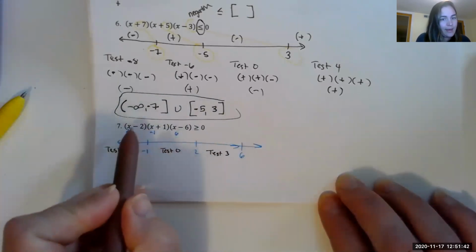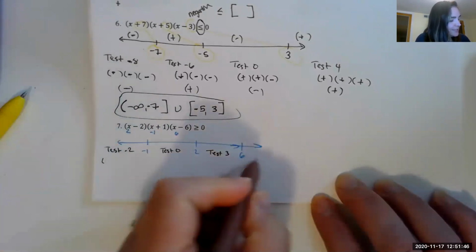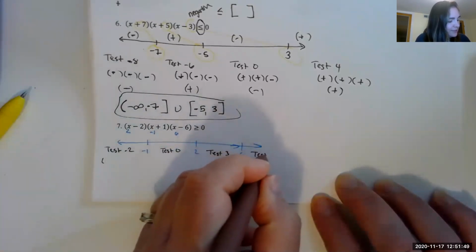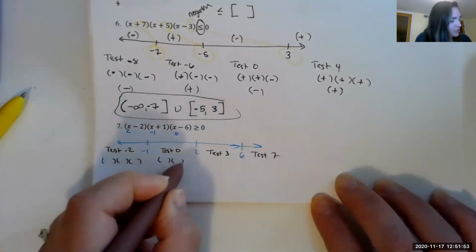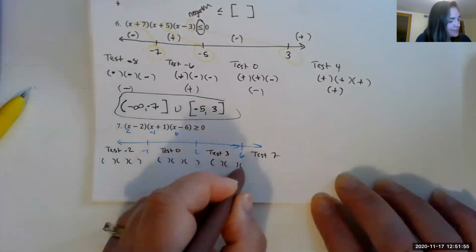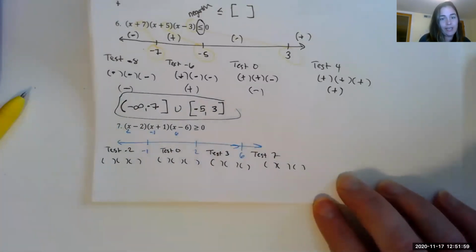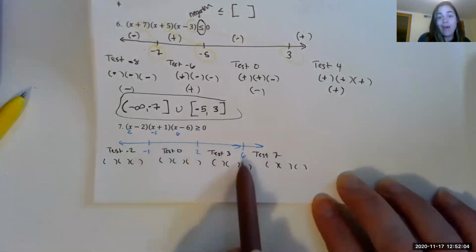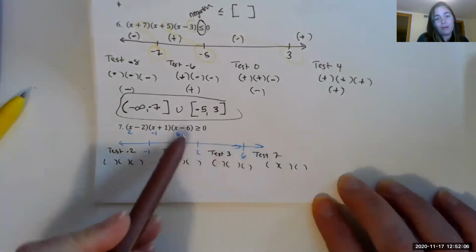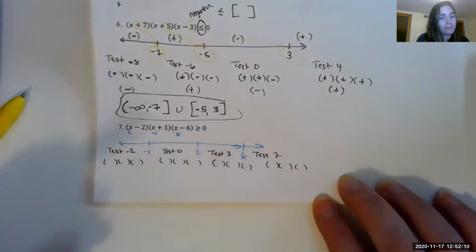I have 1 factor, 2 factors, 3 factors. Oh, and I have to test something after 6. So let's test 7. I have 3 factors each time, and I'm going to test them to see if a negative or a positive solution comes out. Because I know at -1, at 2, and at 6, I am at 0. But we're looking at where are we also greater than 0? Where are we positive?